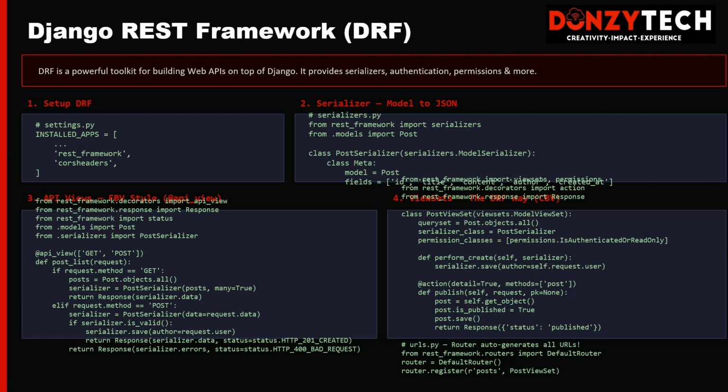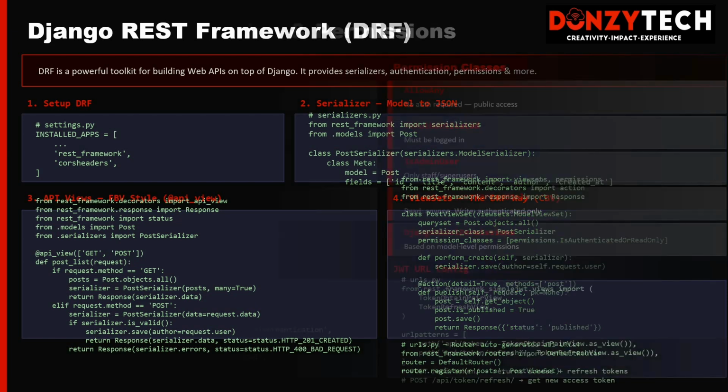So this is just an example of how we can create an API view in Django. This is using the function-based views, and then this one is using the class-based views.